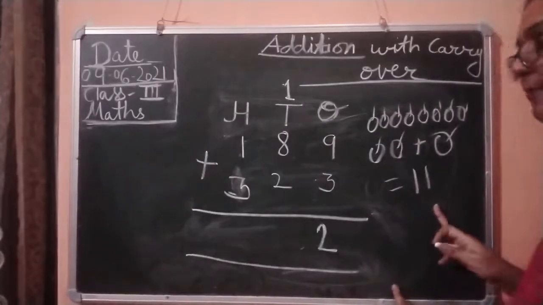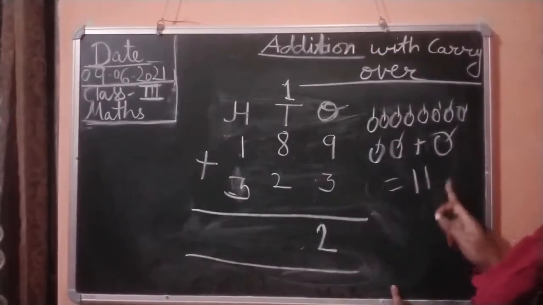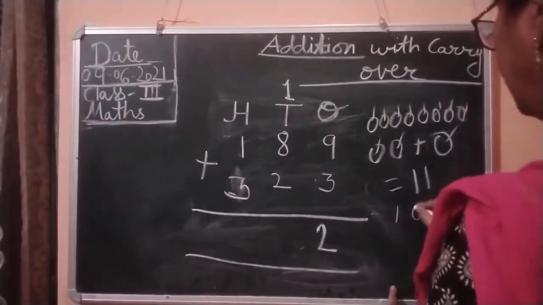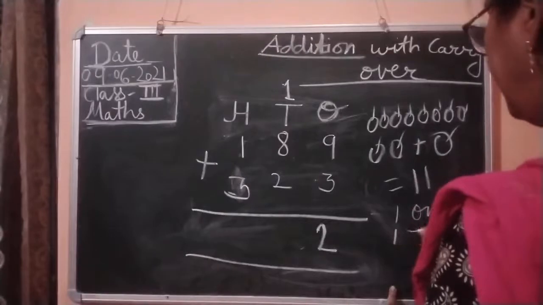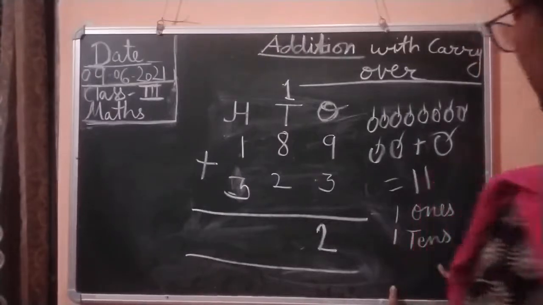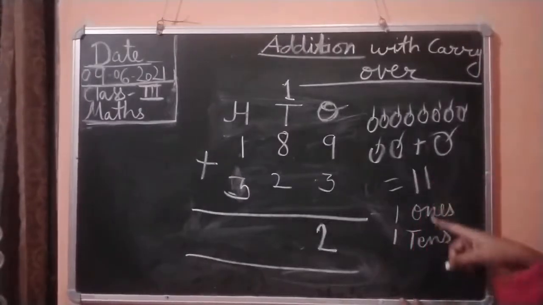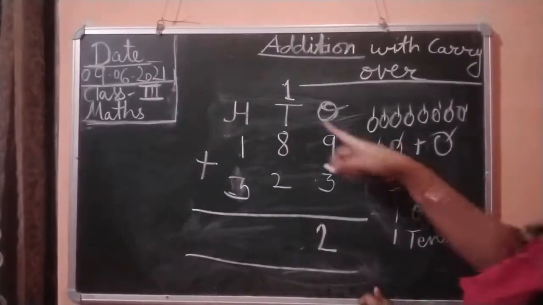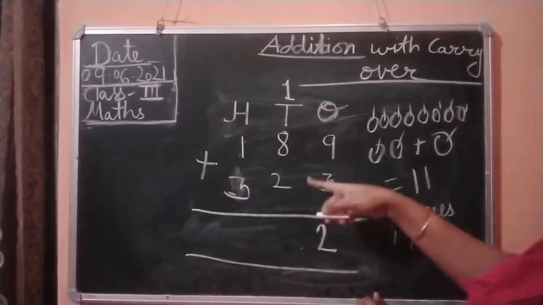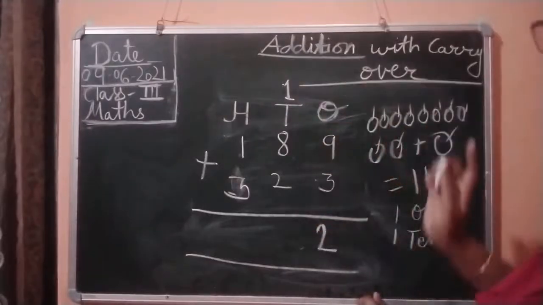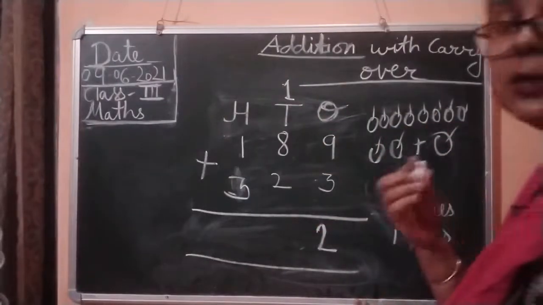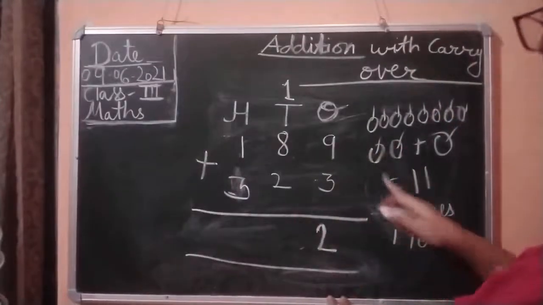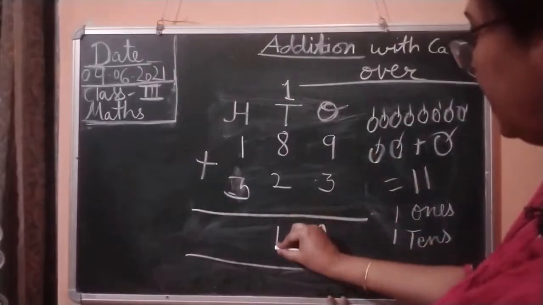We get 11 over here. Again, a double digit number. This is 1 ones and 1 tens. Okay children, here you can see 1 ones and 1 tens. So what will we write? Because after adding this 1, we are getting 10 plus 11. Here 11 is there. This is more than 9. So that is why we will write only 1 over here.